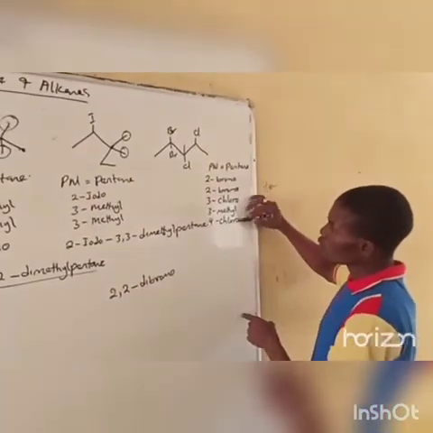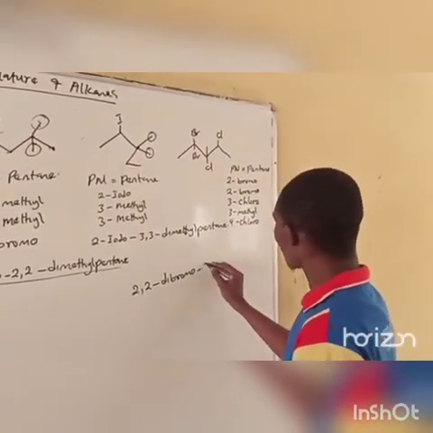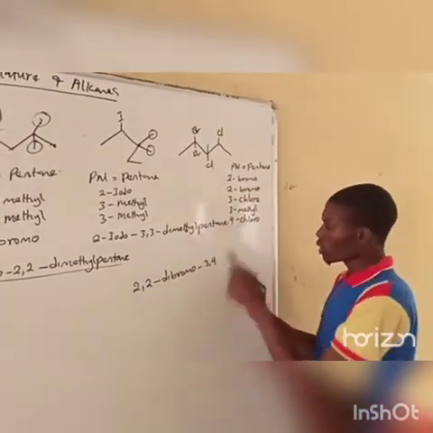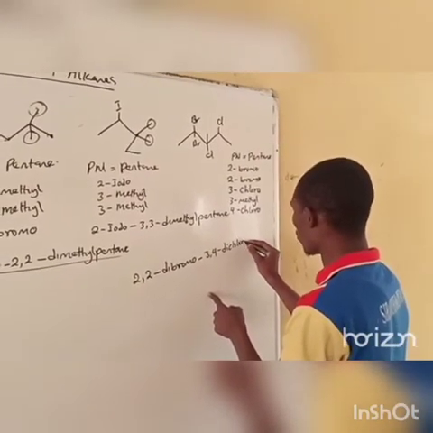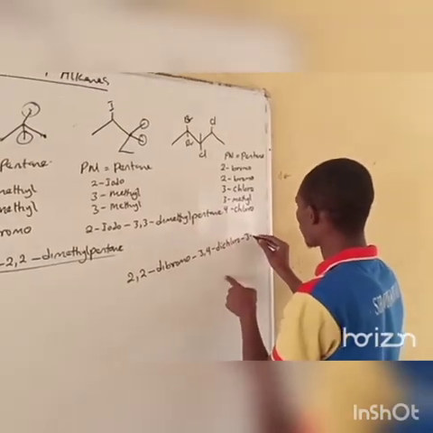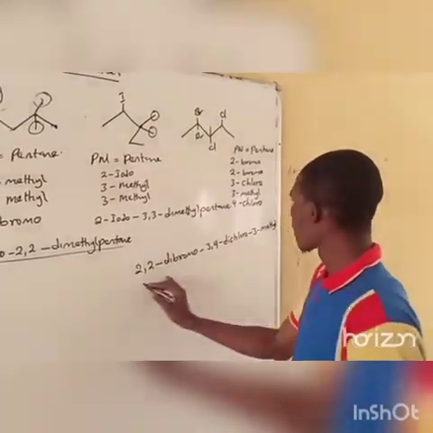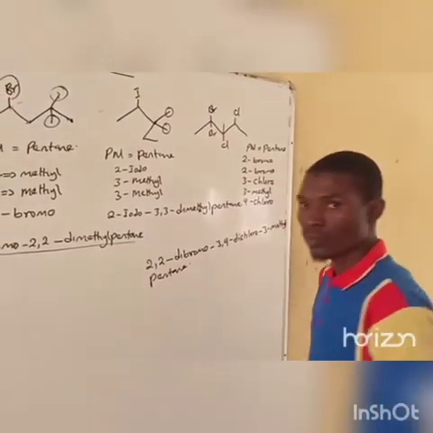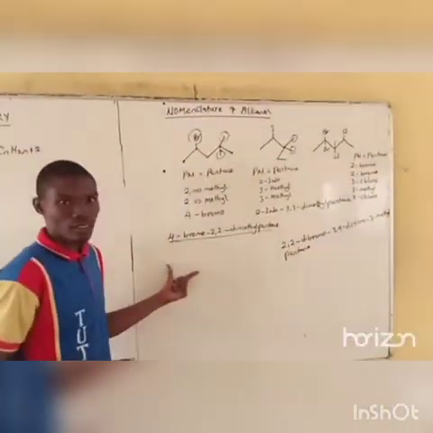How many chlorine do we have? 2. In carbon 3 and carbon 4. So we say 3,4. There is in carbon 3 and there is in carbon 4. 3,4-dichloro. Then what again? 3-methyl. Then what? Our parent name, pentene.